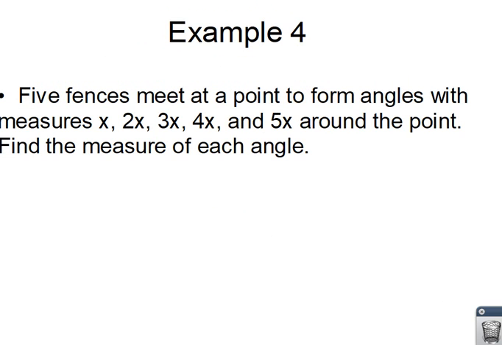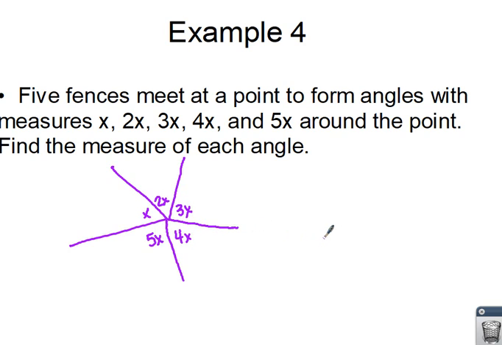Alright, another word problem, because this is what this is good for. 5 fences meet at a point to form angles with measures x, 2x, 3x, 4x, and 5x around the point. So picture we're in a horse lot, and you've got 5 fences that all come in and meet at one point. Angle measures x, 2x, 3x, 4x, and 5x. Obviously not drawn to scale because the 5x angle should be way bigger than the x. What do all of these have to add up to?